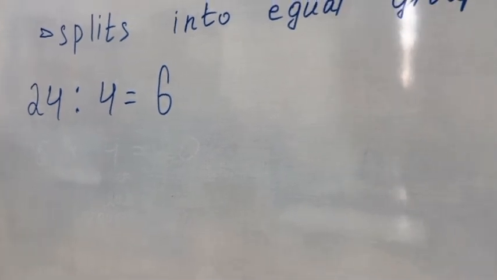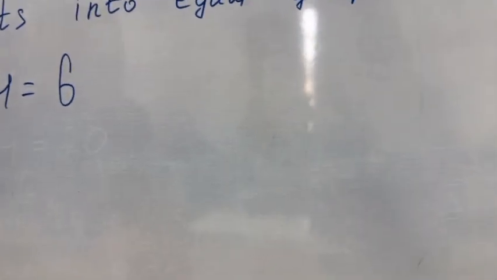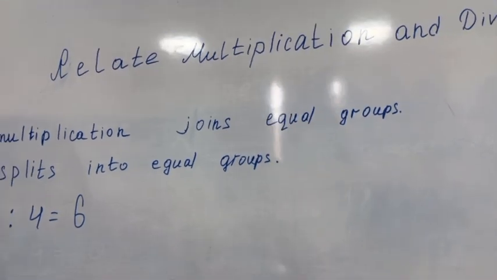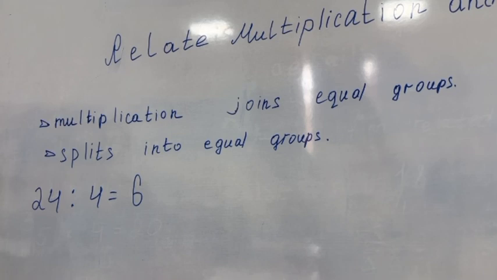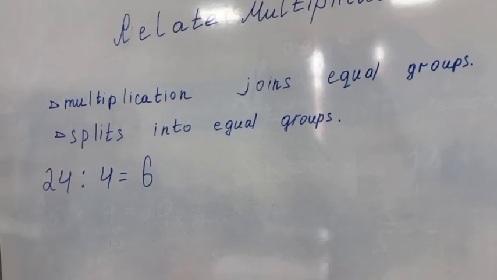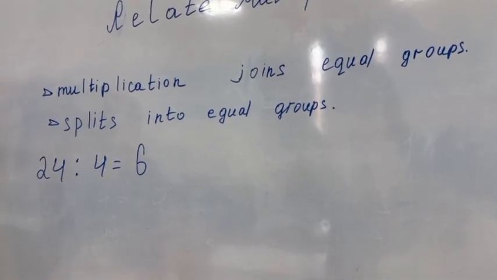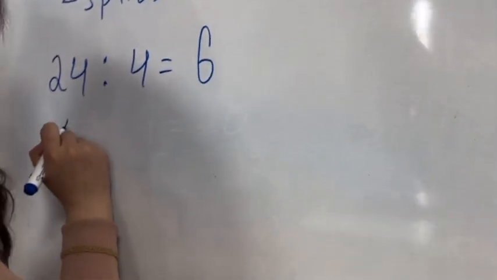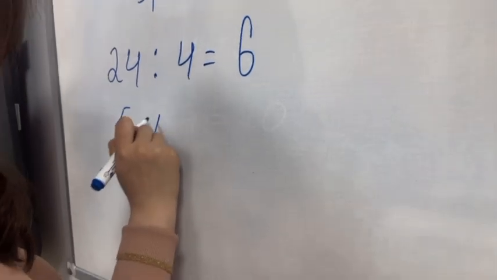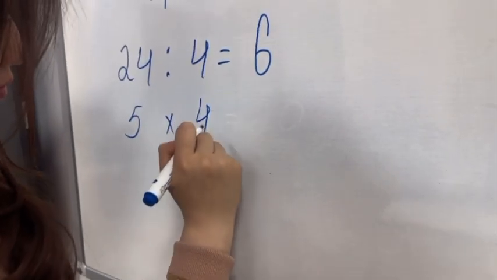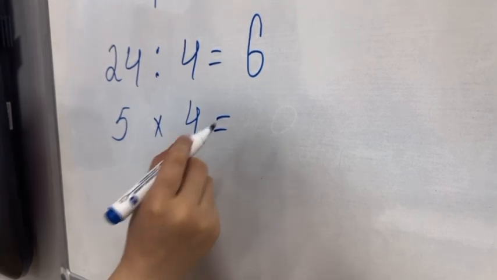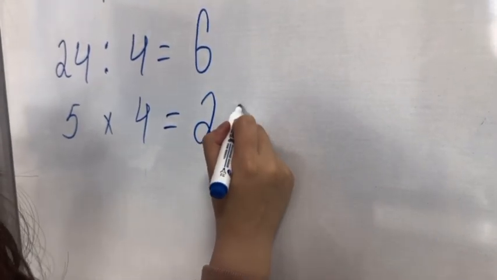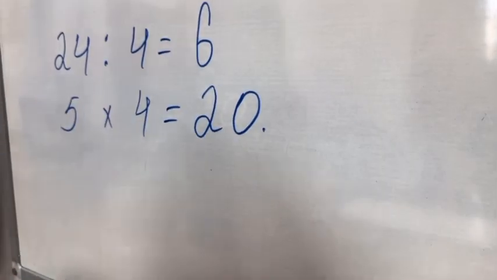And if you put 5 pencils in each box and fill 4 boxes, how many pencils do you have? Yes, you're right. You should multiply 5 by 4, and the result is 20.